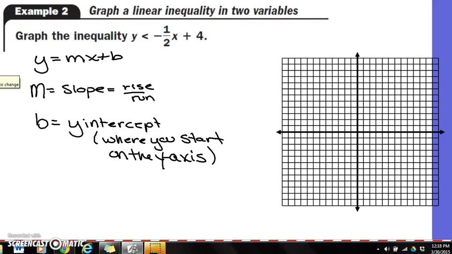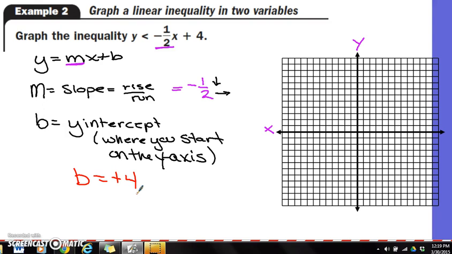Well, if we need to know that, we better know where the y-axis is. So let's pop over here. Remember, the x-axis is horizontal, the y-axis is vertical. All right, so we need to pull out those pieces. What is our slope? It's right here. Which means we're going to go down 1 and over 2. Down 1 and over 2. And what is our y-intercept? So our b is a positive 4.